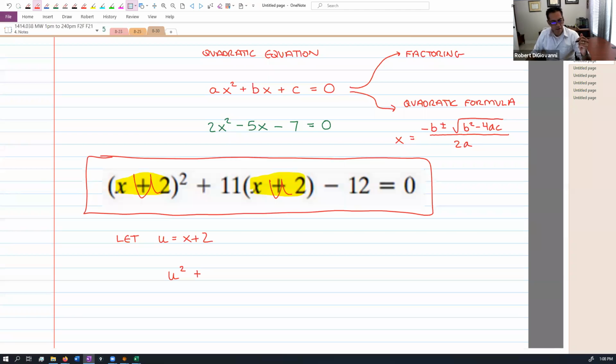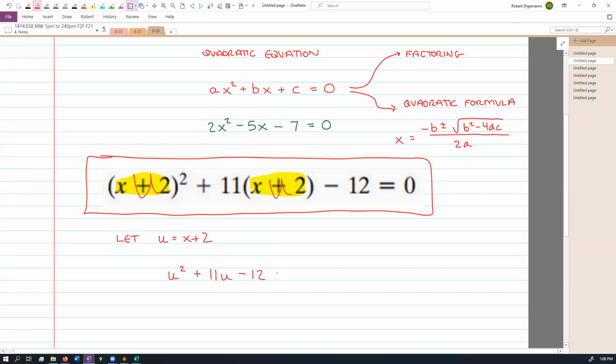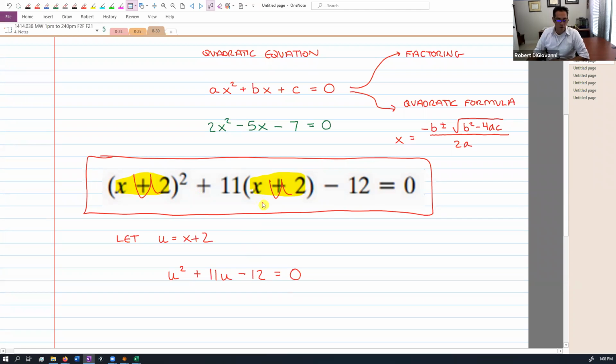I think you're trying too hard. Look, this is u, right? That whole thing in yellow is u. So this becomes u squared, right? Plus 11, and then this whole thing is replaced with u, so that should just be 11u. I thought you were just replacing x with u, not the whole thing. No, the whole thing, so it's the whole expression, x plus 2, that is being replaced with u.